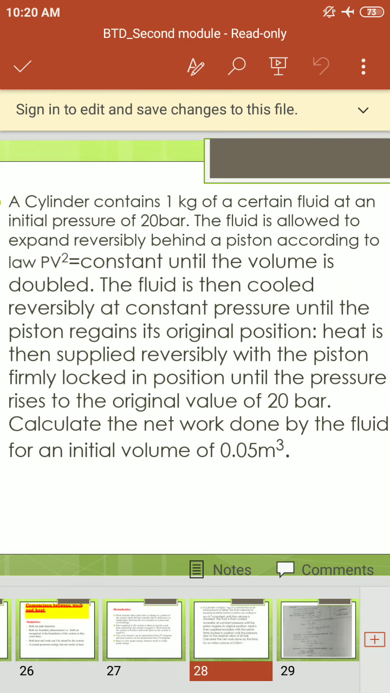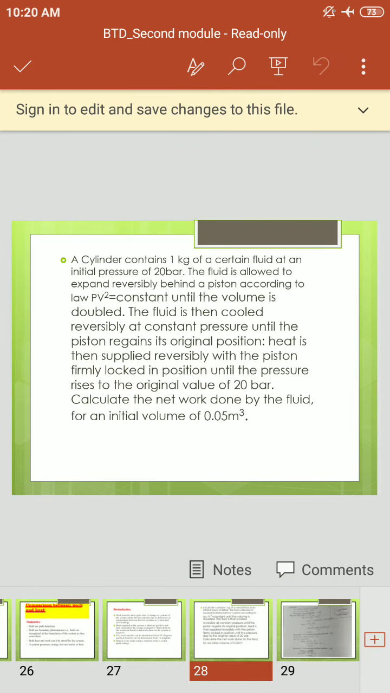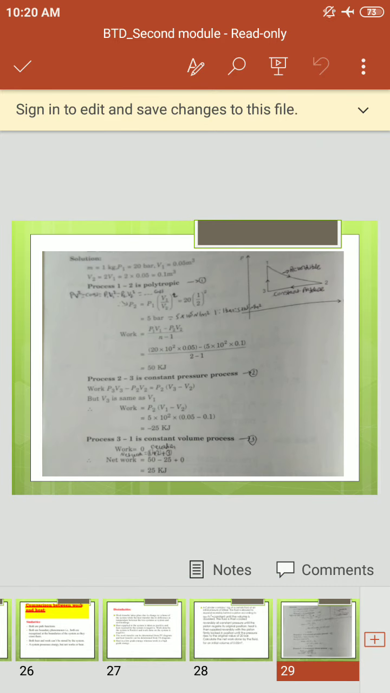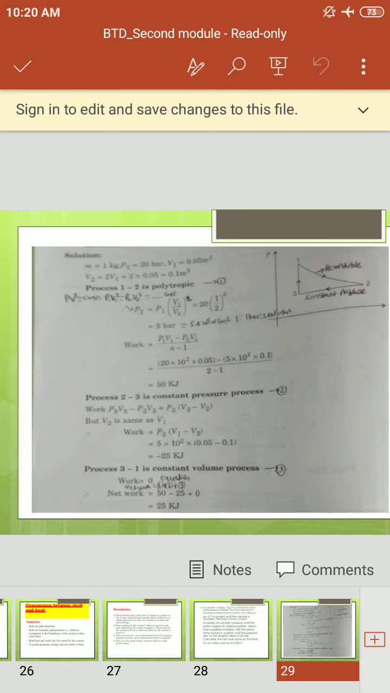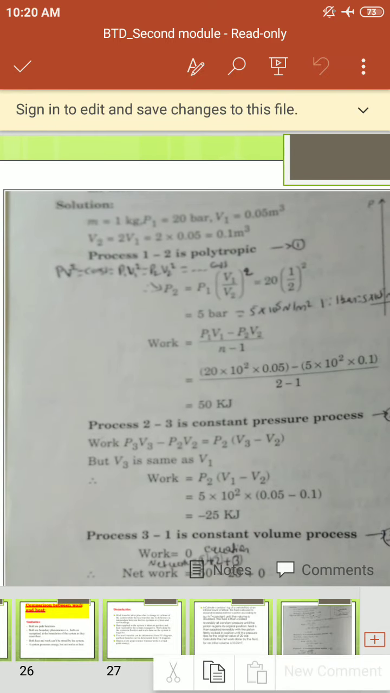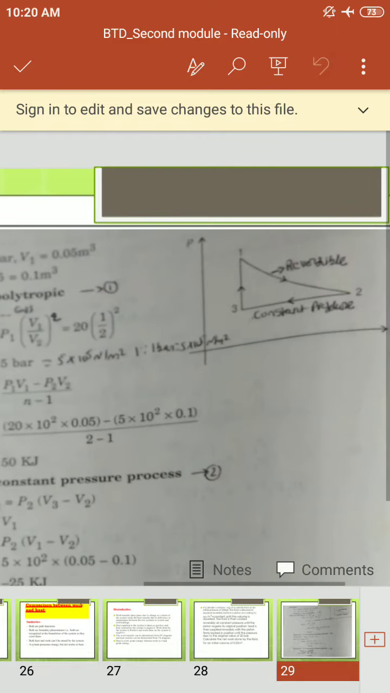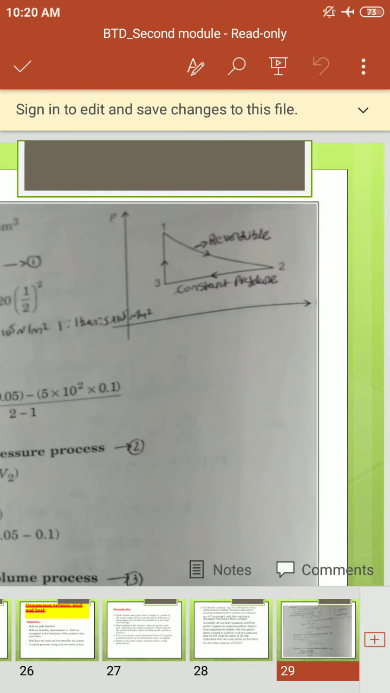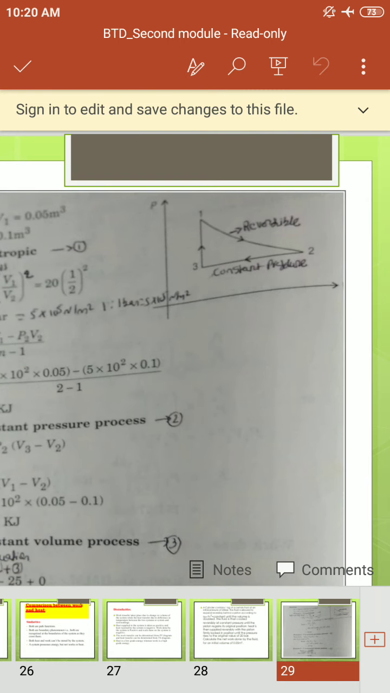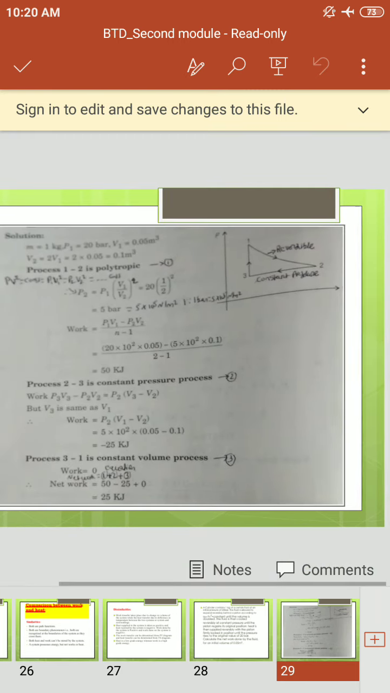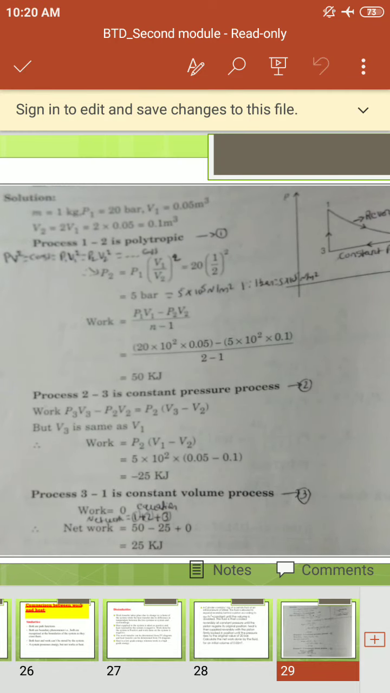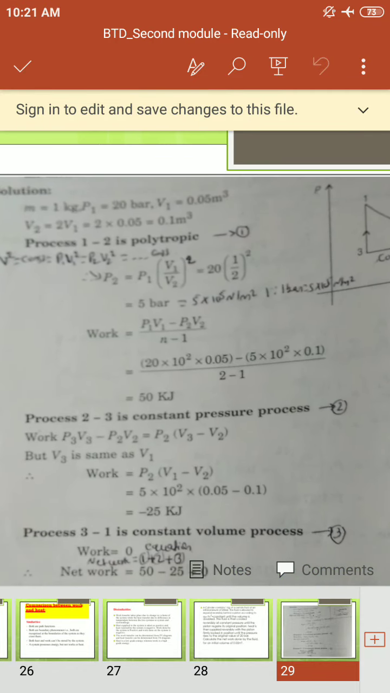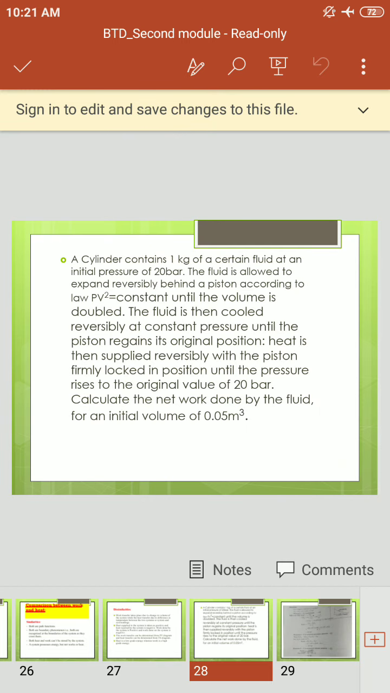PV raised to 2 equal to constant until the volume is doubled. Volume should be doubled means, listen here, V2 equals 2V1. At the end point, point number 2, volume should be double, means V2 should be equal to 2 times V1. What is V1? You have to check the next sentence given.